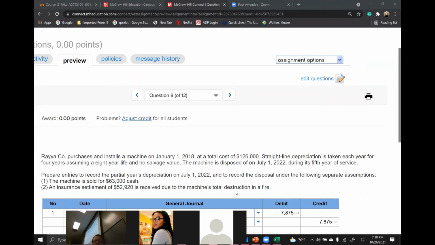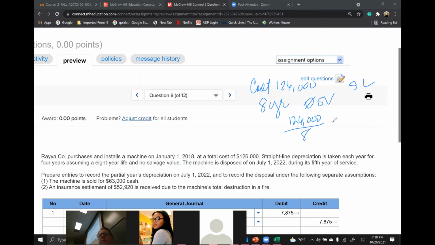So it's telling us that we bought the machine on January 1, and the cost was 126,000. We're using straight line depreciation. We assumed an 8-year life, and we had 0 salvage value. Okay, so we had 126,000 divided by 8. So that's going to give us our yearly. Divided by 8, it's 15,750 per year. That's the full amount of depreciation.